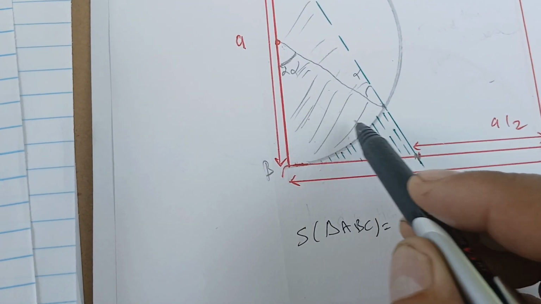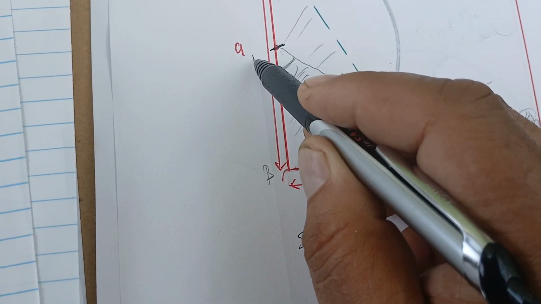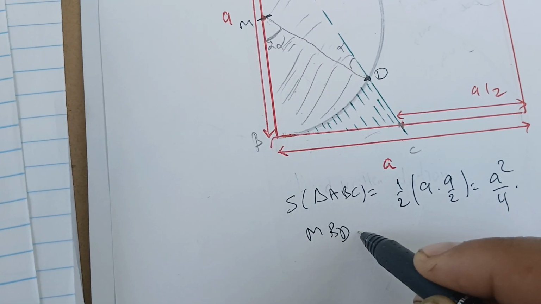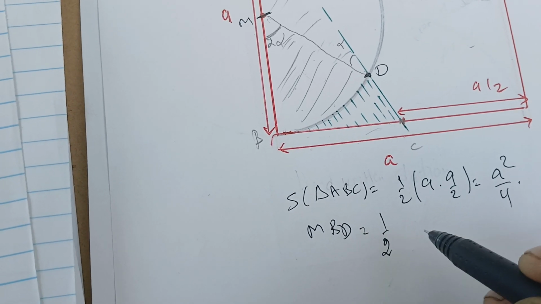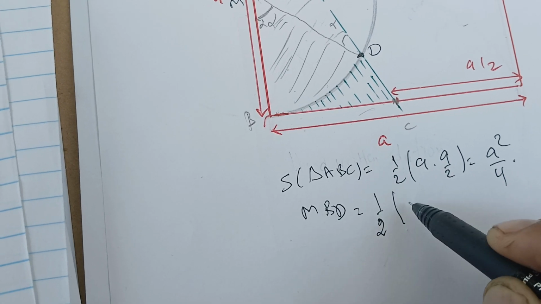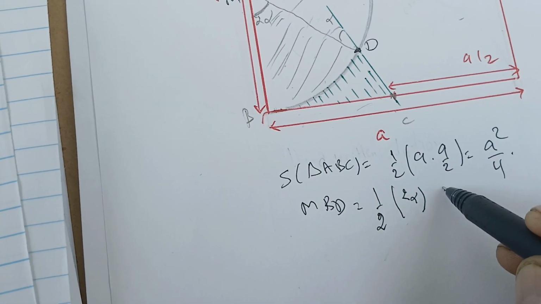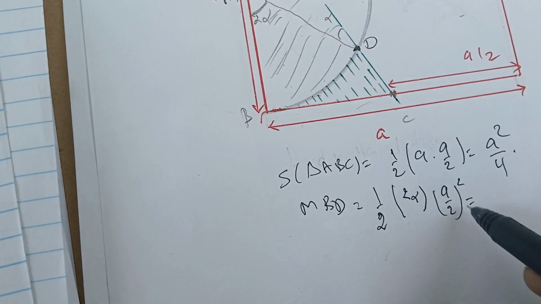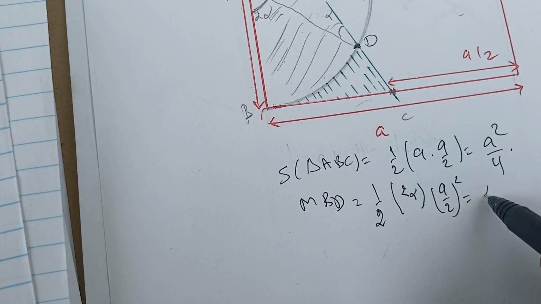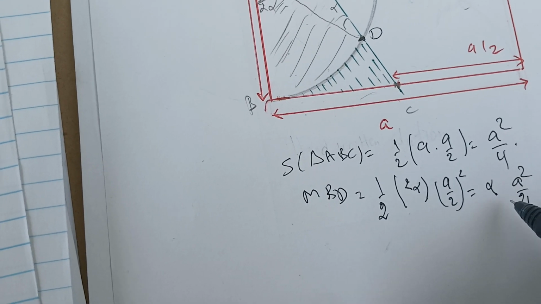So the area of the sector, no, it's MD. The sector MBD. Its area is 1/2 times the angle, 2 alpha, times the radius, which is a over 2 squared. So I have the area as alpha a squared over 4, sorry.